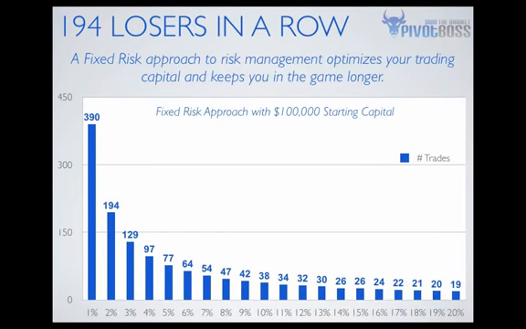If you employ the 2% rule, you'll need 194 losers in a row in order to blow out a $100,000 trading account. And I know I've seen bad traders in my day, but I don't think I've ever seen a trader bad enough to lose 194 times in a row. That's what it would take.